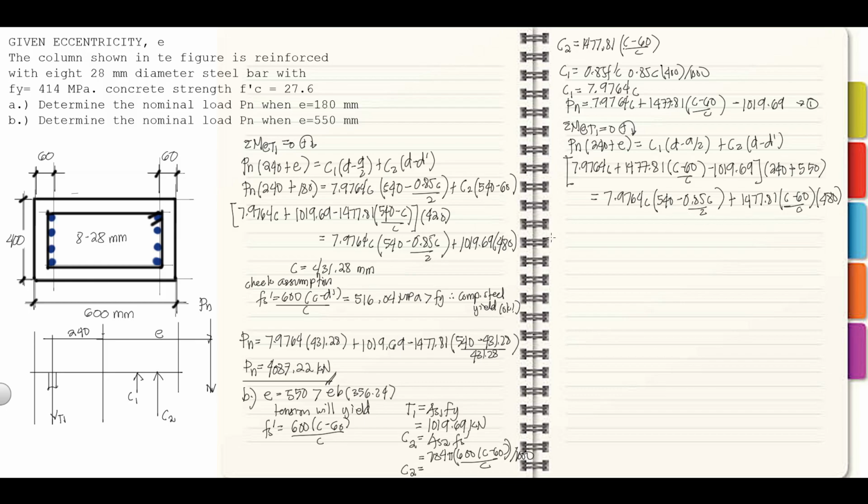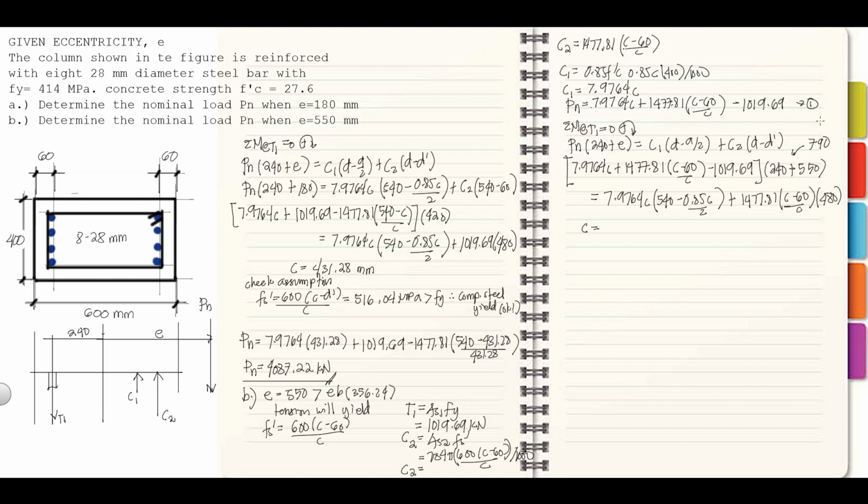So, pwede natin i-compute yung C. Shift solve lang, no? Shift solve lang yan. Okay? So, pero compute ko muna yung 240 plus 550 dito. 790. So, this is 790 class. Pinag-add natin. So, ito yung lagay nyo sa calculator. Ha? So, 7 point, bracket, 7.9764 C plus 1477.81 quantity C minus 60 all over C. Okay, minus 1019.69 quantity. Okay, times 790.